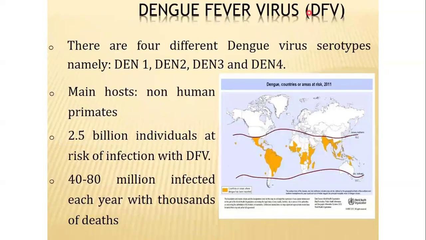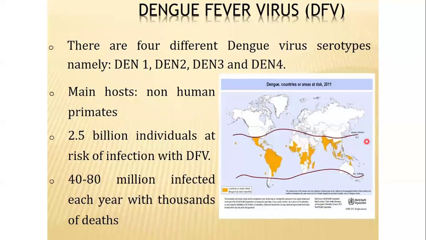We start with dengue. Some people call it dengue, so just remember the spelling is DENGUE. There are 4 different dengue virus serotypes: DEN1, DEN2, DEN3, DEN4. Main hosts, non-human primates. So these are the apes, the monkeys, the gorillas, orangutan. 2.5 billion individuals are at risk of infection with dengue fever virus. 40 to 80 million are infected each year with thousands of deaths.